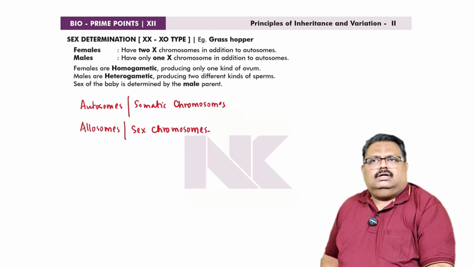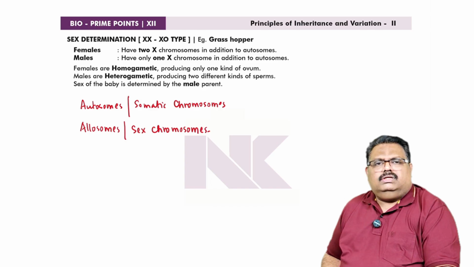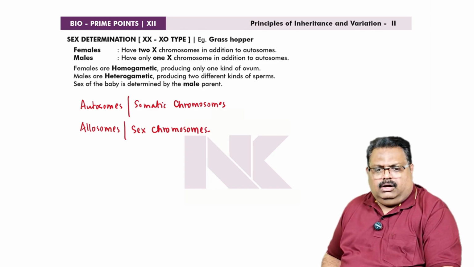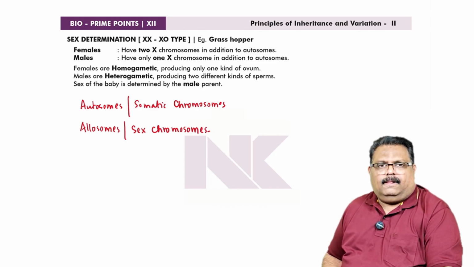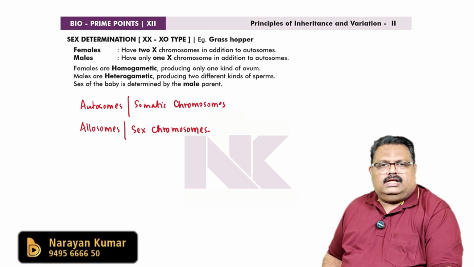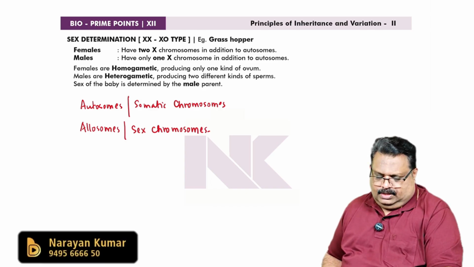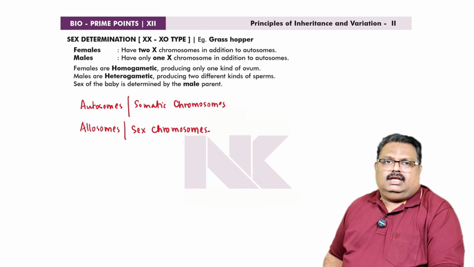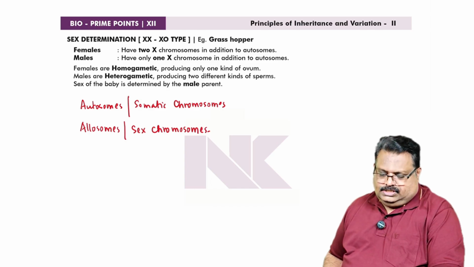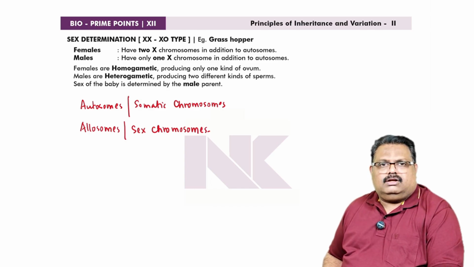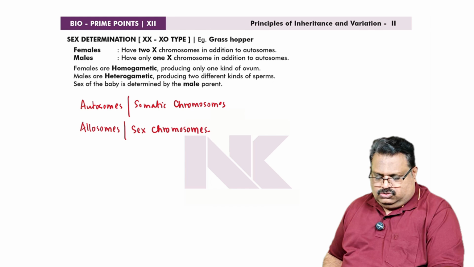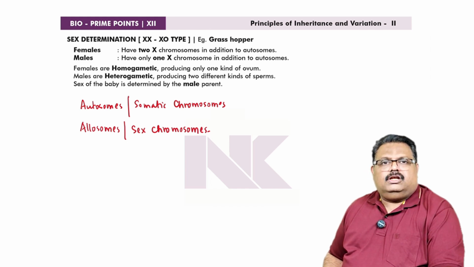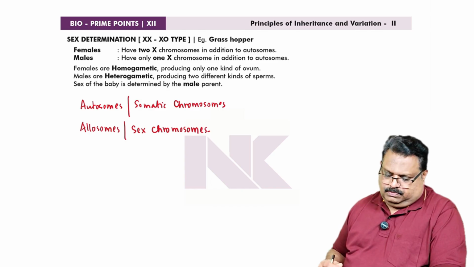What is the difference? In autosomes, all the genes control our normal non-sexual metabolic functions: digestion, respiration, circulation, locomotion, sensation, etc. But allosomes are chromosomes which carry genes controlling our reproductive activities, the sexuality of the person. So sexual genes are present in those chromosomes, and they are called sex chromosomes or allosomes. Non-sexual genes are present in the chromosomes called autosomes or somatic chromosomes.